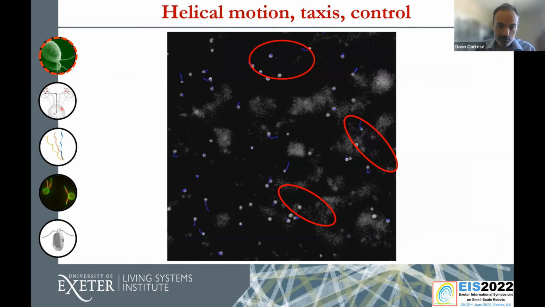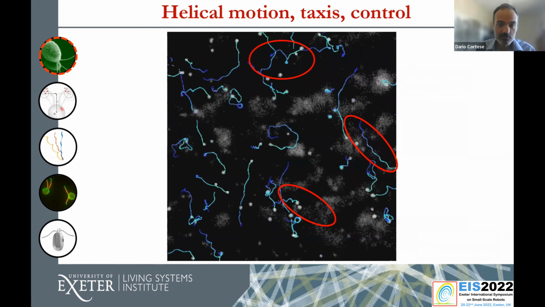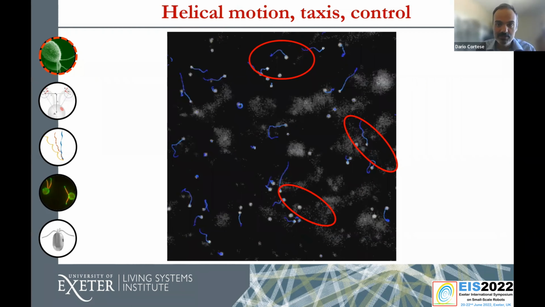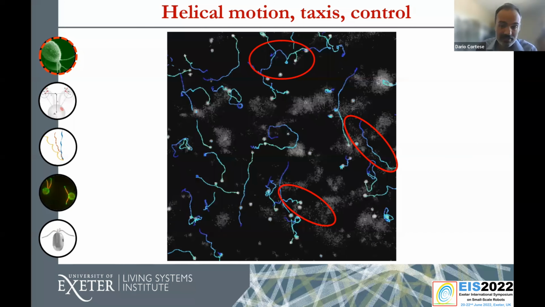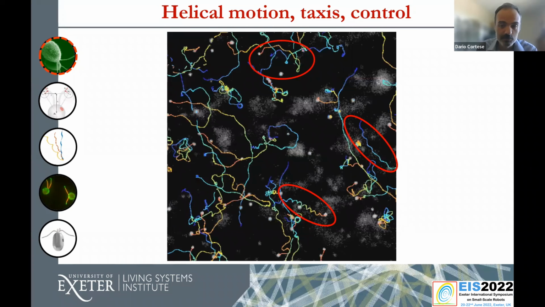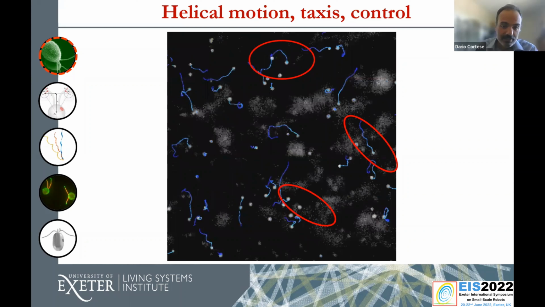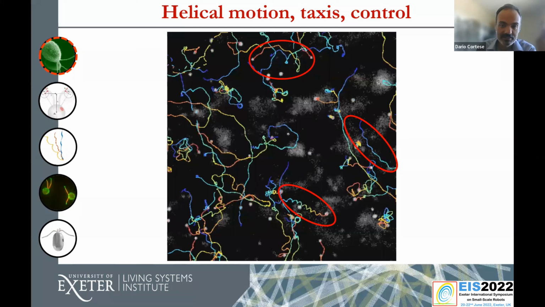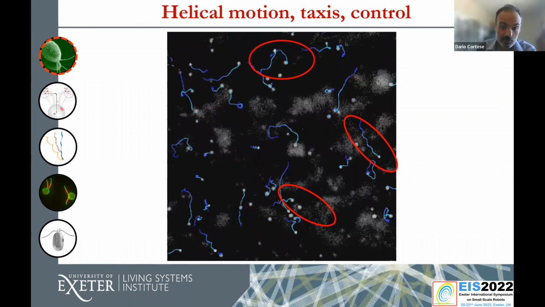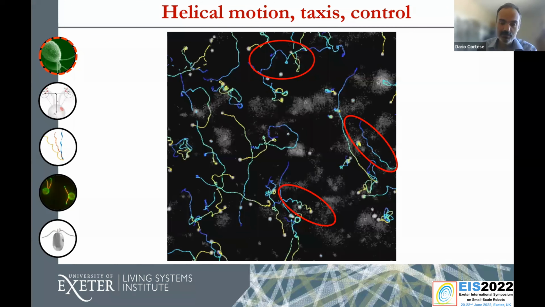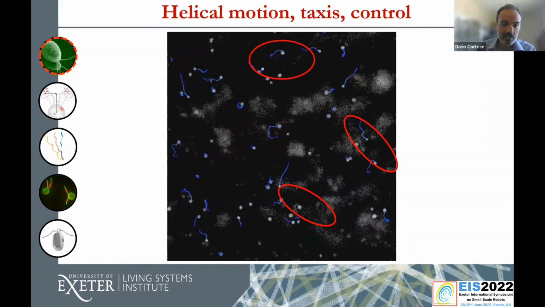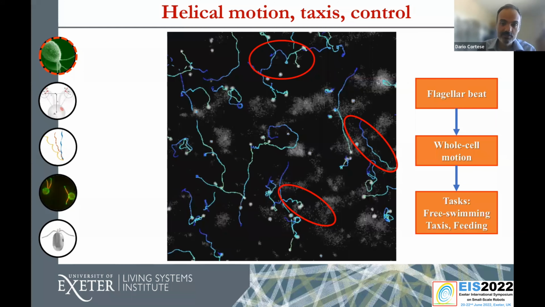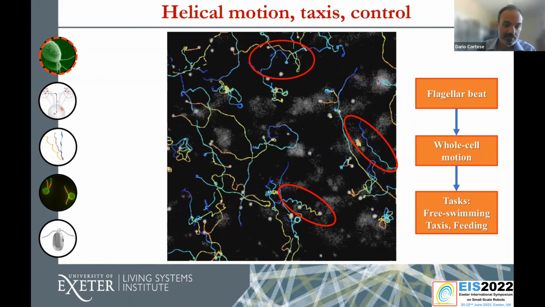Microswimmers like Chlamydomonas swim in helical trajectories and perform taxis, which is the directional response to a stimulus. For instance, they can swim towards light, and they can swim towards food, against gravity, etc. And some of these organisms also have been known to predate on smaller microswimmers too. So one question that comes is, how is flagella beating related to the whole cell motion, and how is this controlled to perform these tasks?